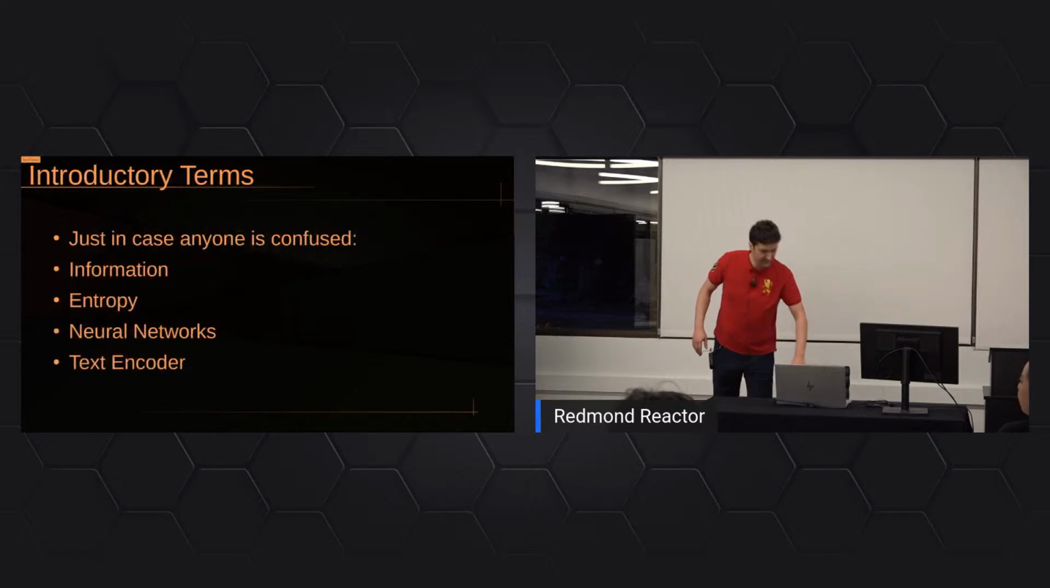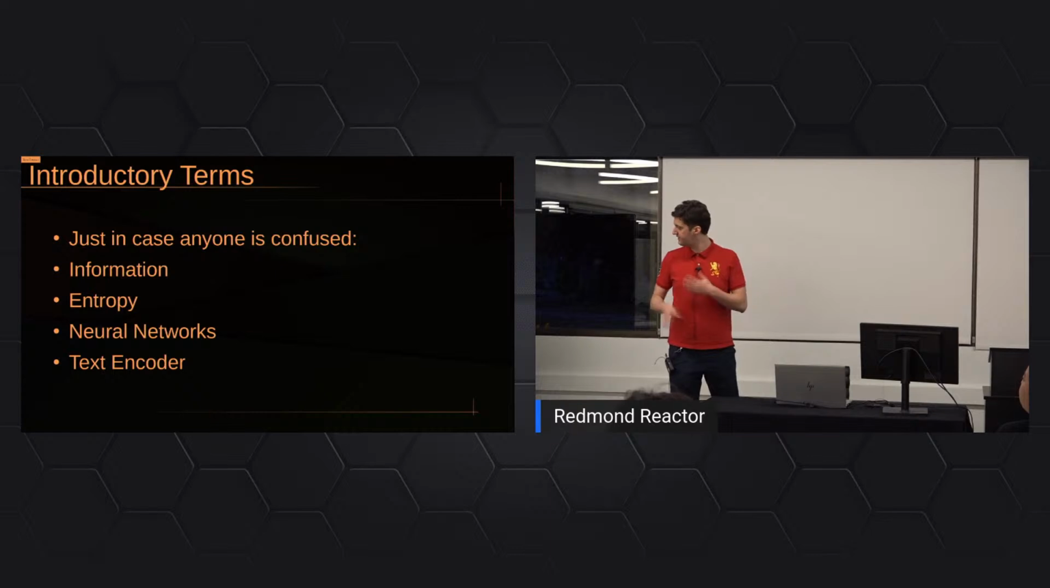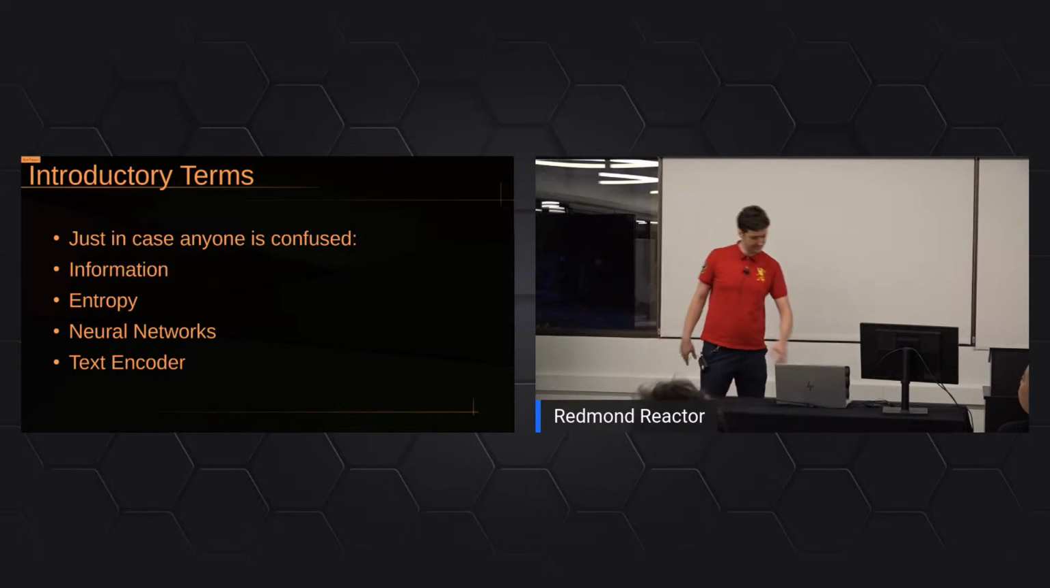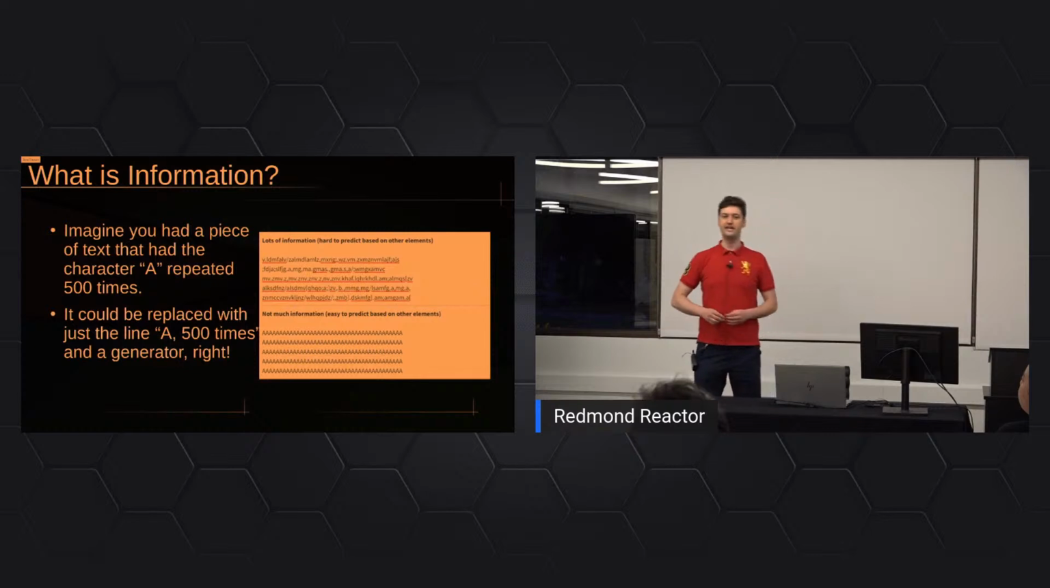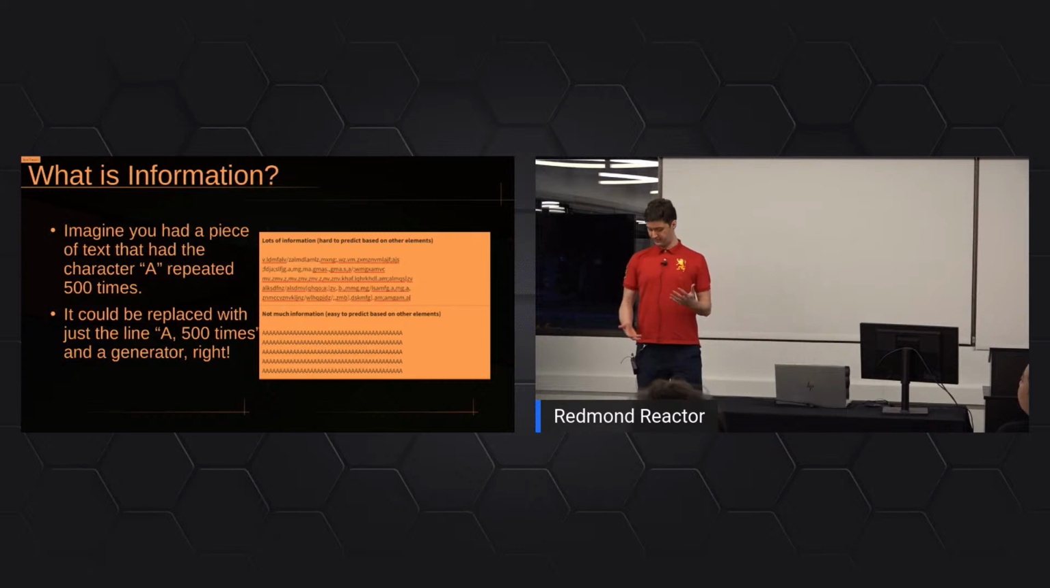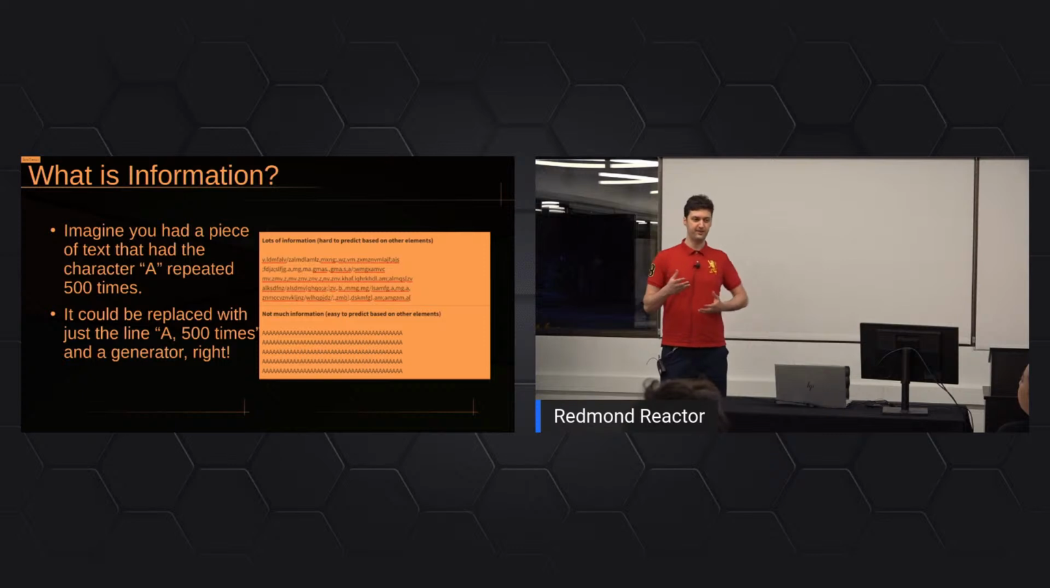So let's go through a few introductory terms just to make sure that the rest of the presentation is clear. In case anyone is confused, we're going to be talking about information, entropy, neural networks, and text encoders. So what is information? In terms of information theory, information is essentially what we want, the core element of what we are focusing on within a particular piece of data.